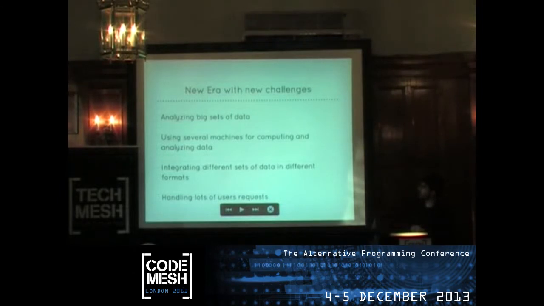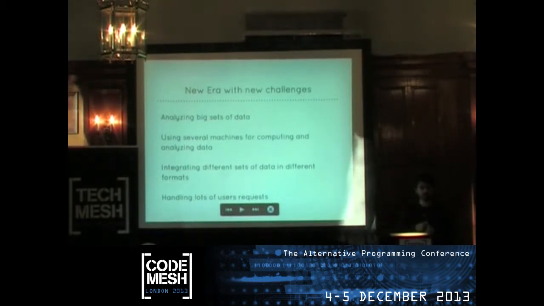We need to be using different machines for doing this analysis. And also we need to integrate different sets of data coming from different places in different formats, right? With transformation, we need to start transforming data. And at the same time having a lot of user requests, because we're living on the internet, and suddenly we will be faced with these kinds of issues, right?